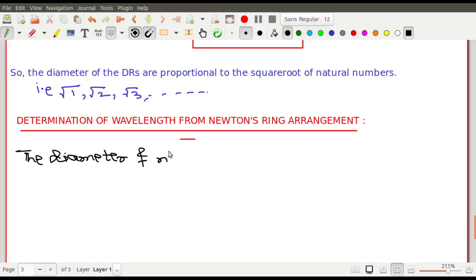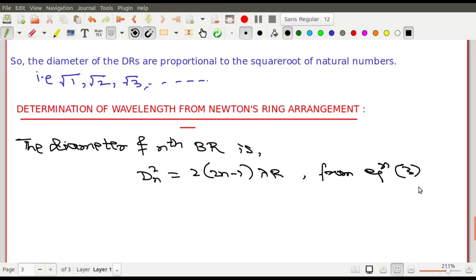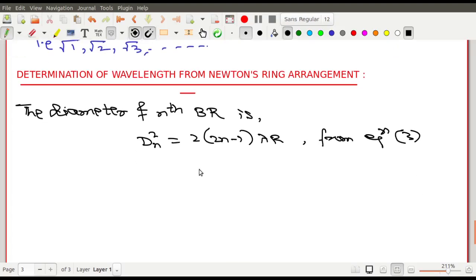The diameter of the nth bright ring, by equation 3, is dn square equals 2 into (2n minus 1) into lambda r. This is from equation 3. So this is the diameter of the nth bright ring. And similarly for the (n plus p)th bright ring, what will happen?